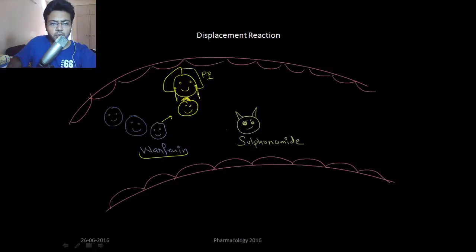Now if this plasma protein finds someone more handsome than warfarin, it will bind to that one and dump the warfarin. An example is sulfonamide. Once sulfonamide is in circulation, it will bind to this plasma protein and replace warfarin. This is called a displacement reaction. For example, a patient is on warfarin therapy after myocardial infarction, and the next day he develops an infection and you give sulfonamide. This sulfonamide would replace warfarin and precipitate warfarin toxicity. Please don't give sulfonamide.